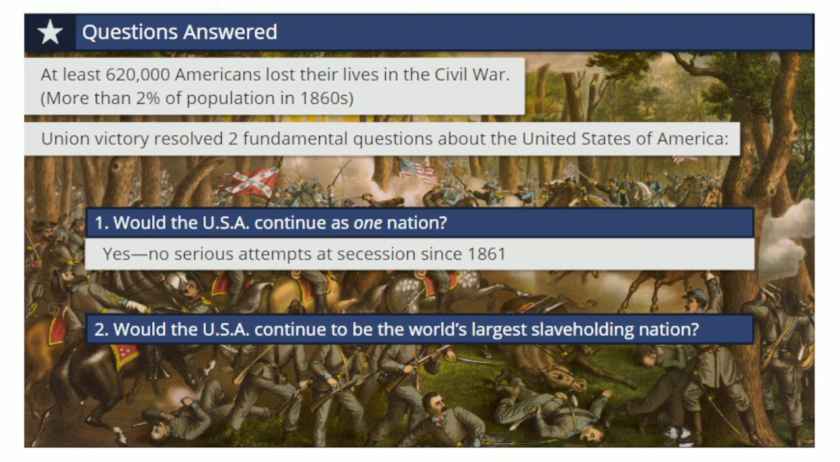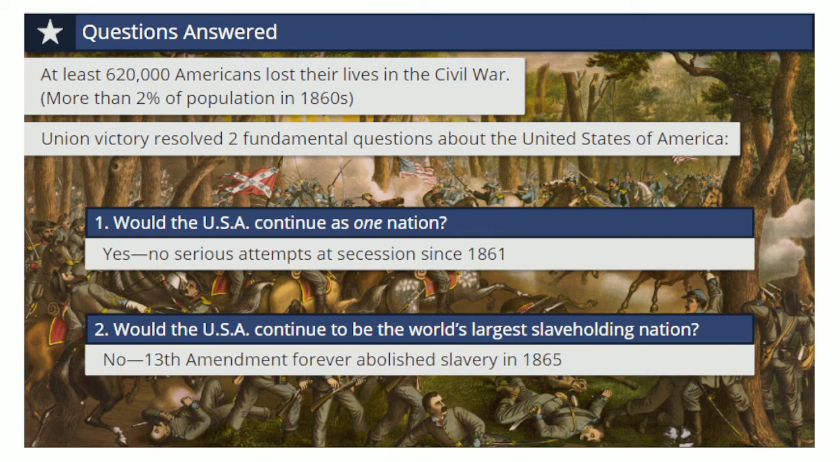Second, would this country continue on its pre-Civil War course as the world's largest slaveholding nation? The answer was no. Before the war even ended, the 13th Amendment to the U.S. Constitution finished what the Emancipation Proclamation had begun. Slavery was abolished forever and for all time.